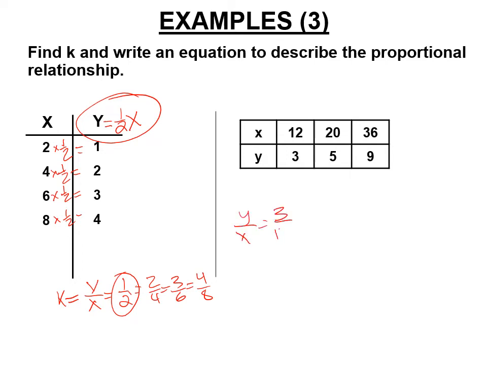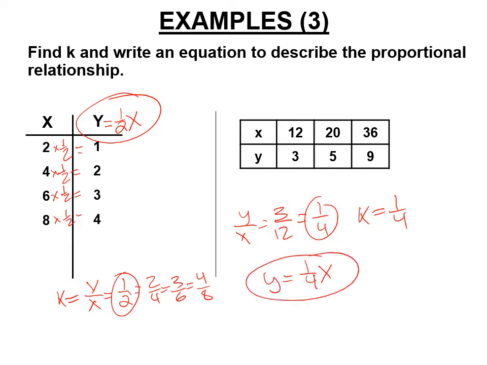So I got 3/12. So that is 1/4. K is 1/4. We know this is proportional. The others better equal 1/4. So the equation that made that table is y equals 1/4 of x. You take whatever x is, like 12, multiply it by 1/4, you get 3.